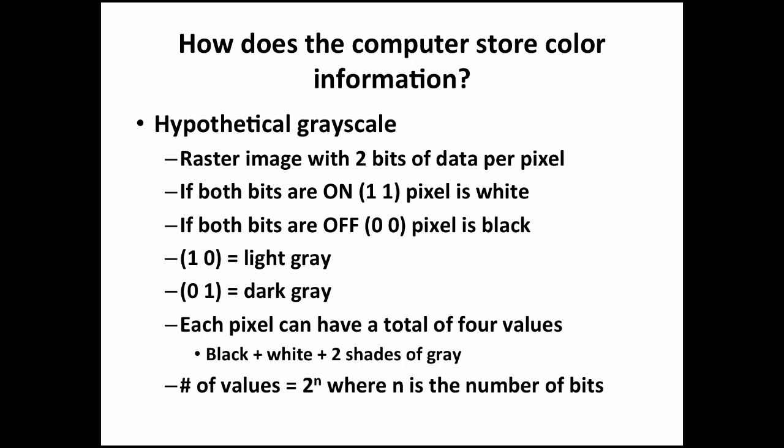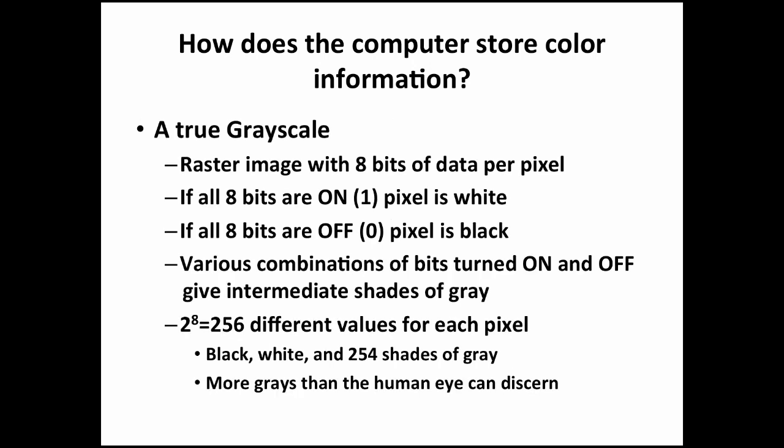Now remember, that was just a hypothetical example. There is no raster software anywhere that will allow you to create a grayscale image with only 2 bits of data per pixel. In the real world, a grayscale image typically has 8 bits of data set aside to remember the value of each pixel. Once again, if all of the bits are turned on, the pixel is white. If all of the bits are turned off, the pixel is black. And then there are many different combinations of those bits that can be in either the on or off position to give a variety of intermediate shades of gray.